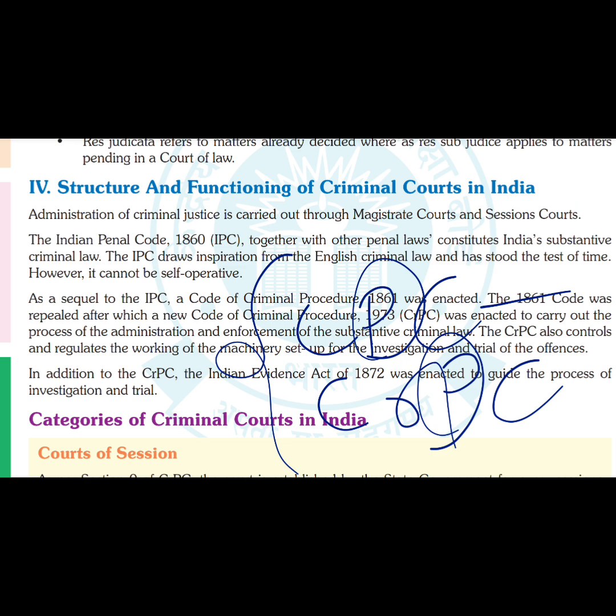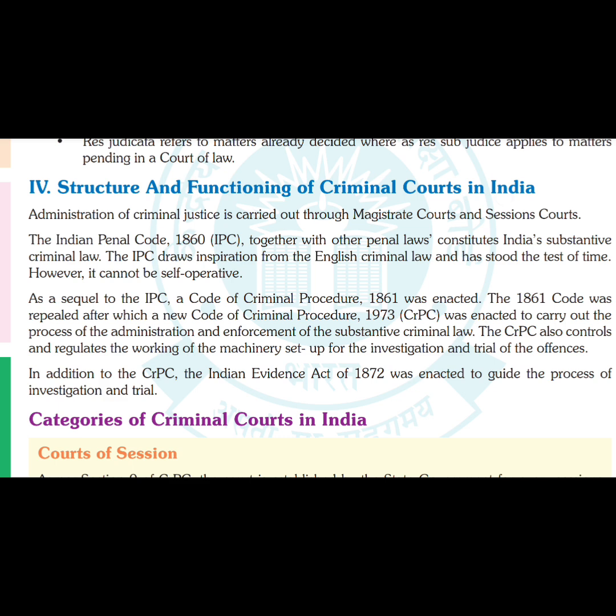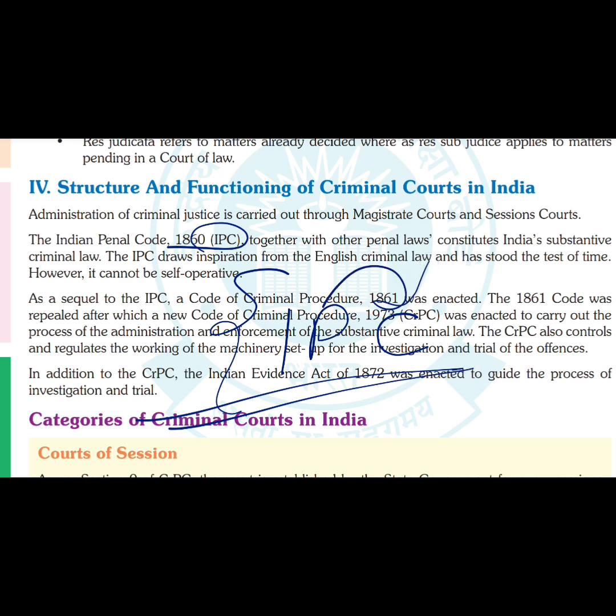ठीक है. Like if I give you an example, what are the essentials of murder, which is an offense under IPC, that is given. All those essentials are given in IPC. Once those essentials are proved, that means the offense has been committed, and that person will be called an accused for the moment. So substantive means which tells you the substance, what essentials need to be fulfilled to infer that this offense has been committed. So that is under IPC.